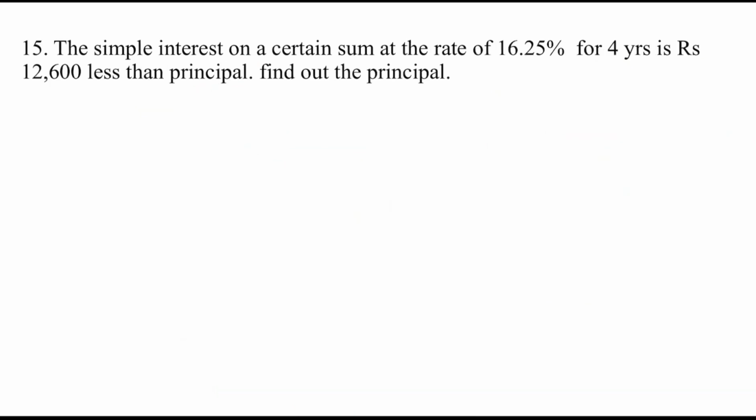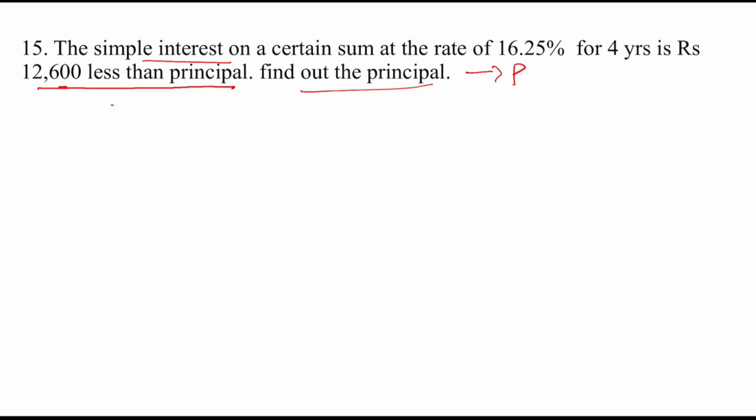The simple interest on a certain sum at the rate of 16.25% for 4 years is rupees 12,600 less than the principal. Means the interest is 12,600 less than the principal. Means the principal minus this will give you the simple interest. Now find out the principal.